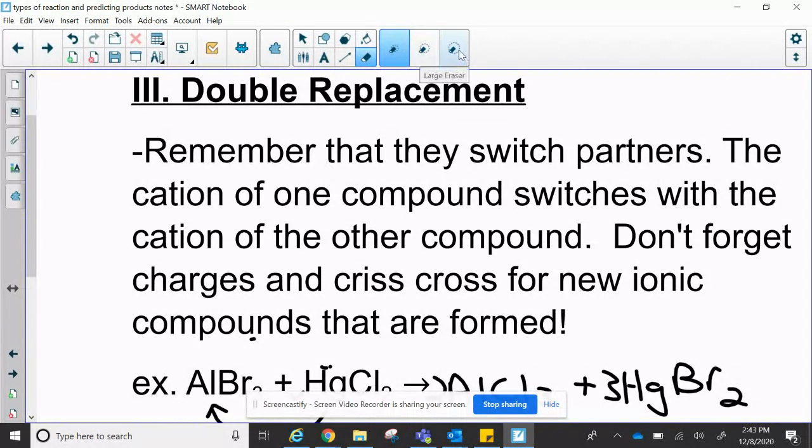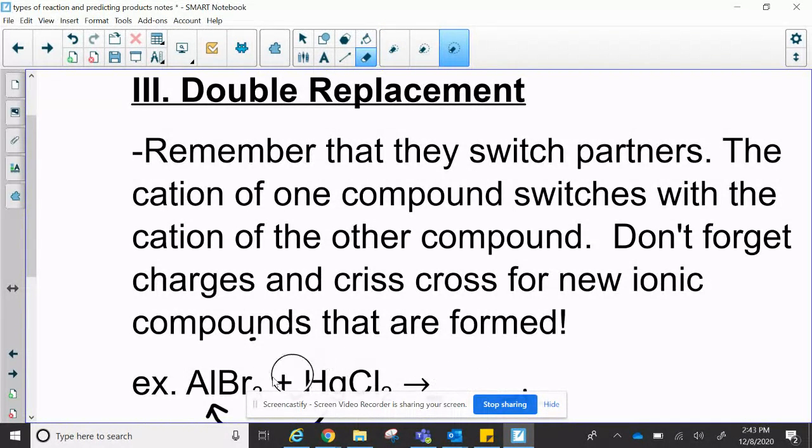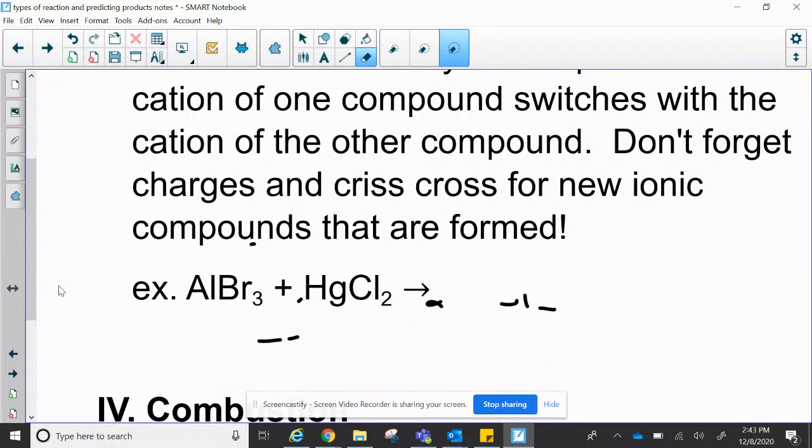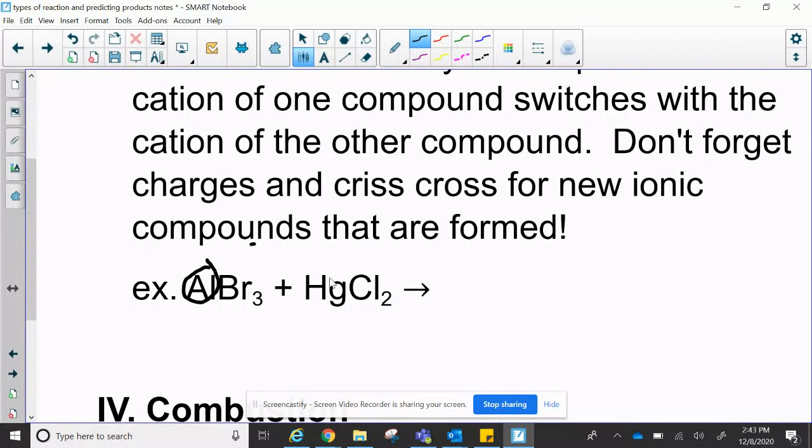Okay. Now let's scroll down. So what happens here is, first of all, you know you have a double replacement reaction, or displacement reaction, because you start with a compound and a compound. So the first thing you need to do is pick out your cations. Aluminum is a cation. That's your metal. It's positively charged. Mercury here is a cation. That's your metal. It's positively charged.